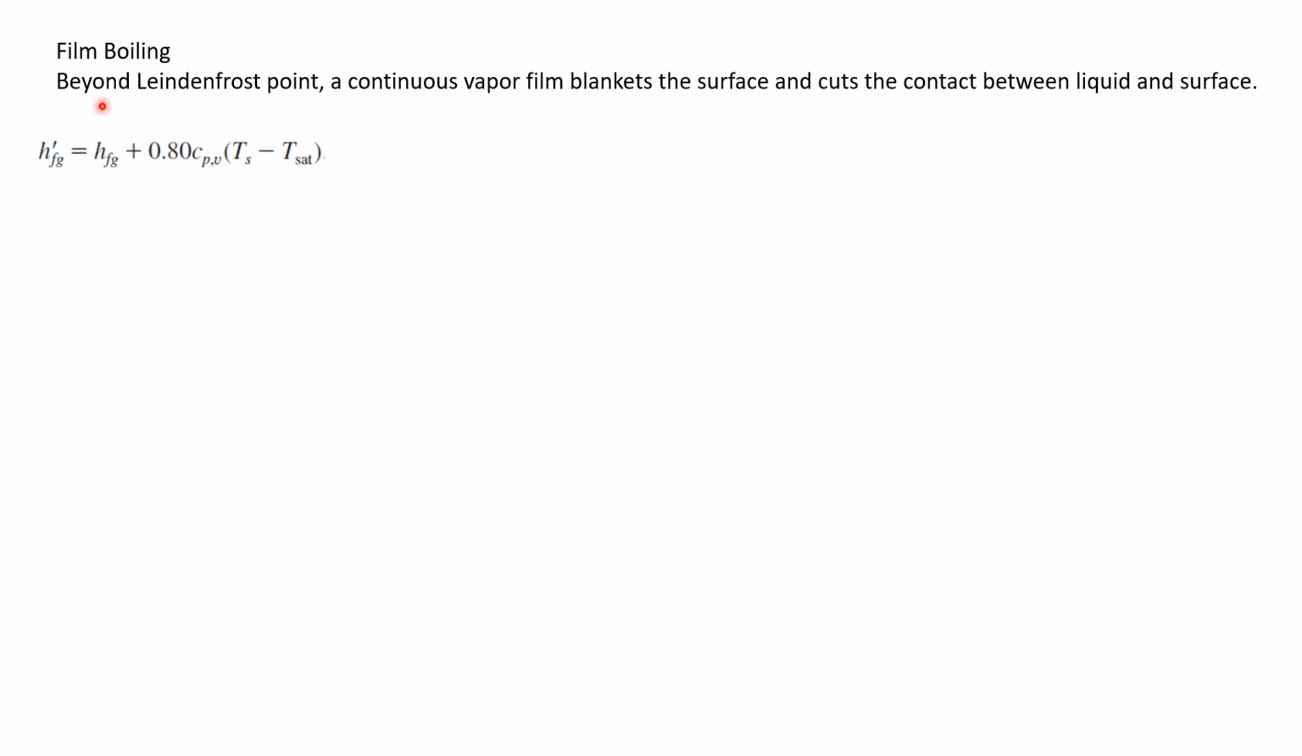We have seen that beyond the Leidenfrost point, a continuous film blankets the surface and cuts the contact between liquid and the surface. So in that case, we defined a corrected heat of fusion, which is equal to HFG plus 0.8 times Cp multiplied by the temperature difference between the surface and the saturation temperature of the fluid. Now we can find the HFG from the table.